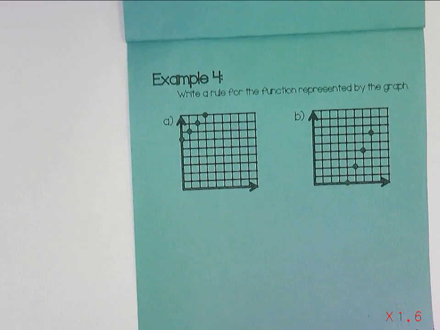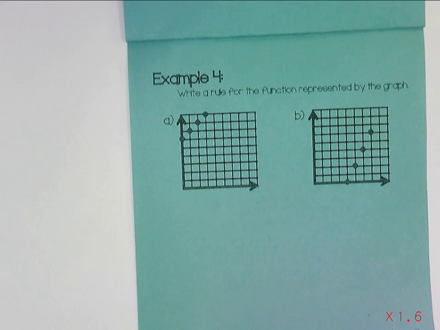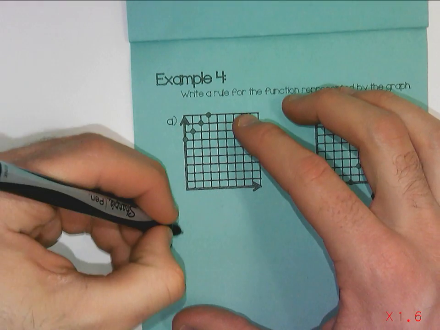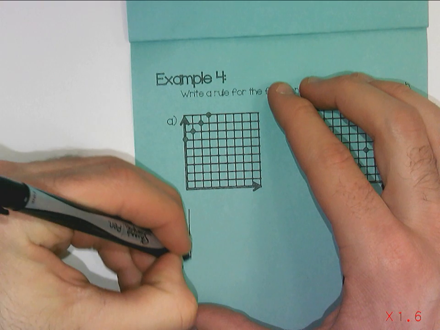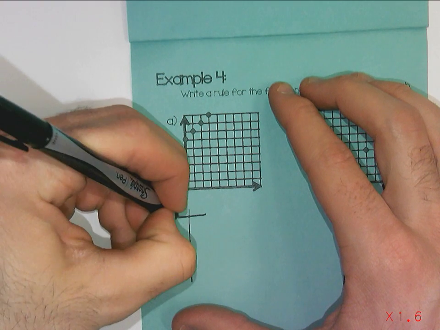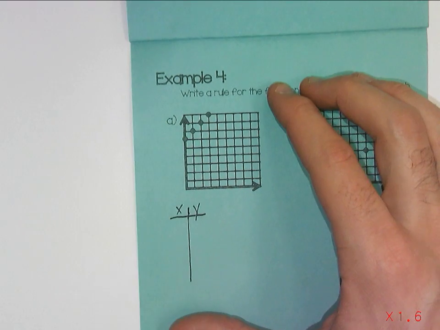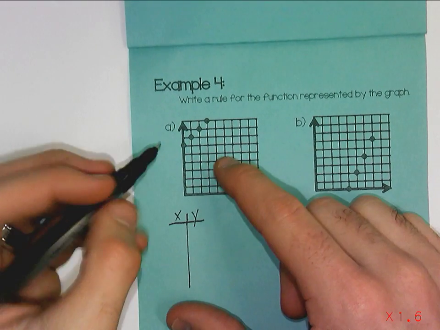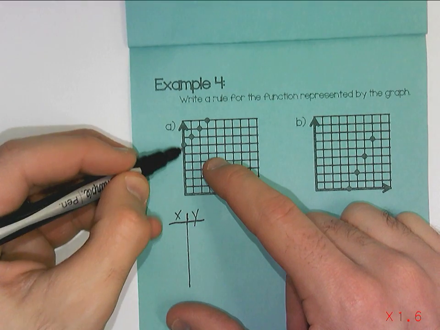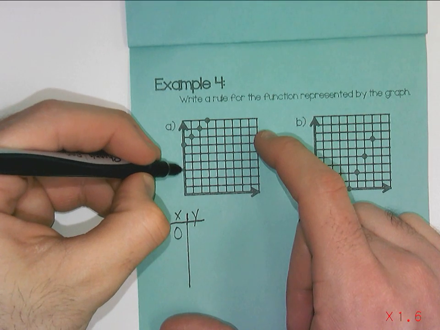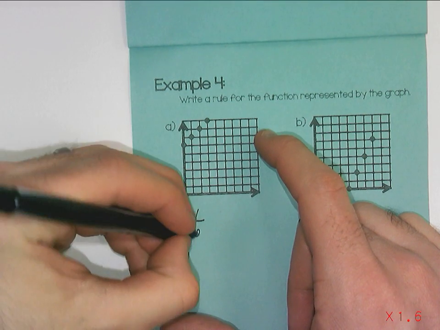Then, last but not least, let's take a peek at our last part here. So if we have a graph, can we write a function rule from it? Well, yeah, we can. And what I would stress is drawing a graph here. Here's where you're going to have to understand how to write ordered pairs. So my x value in this case would be 0. My y value would be 1, 2, 3, 4, 5, 6.